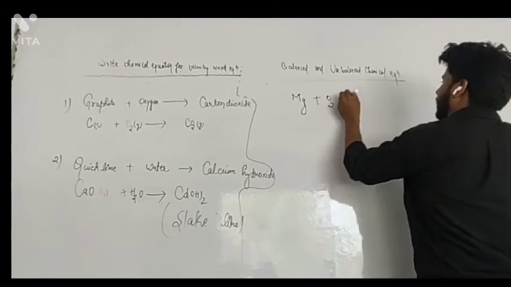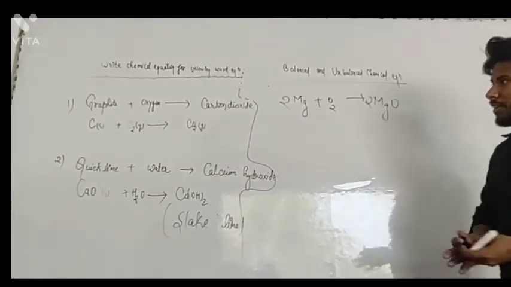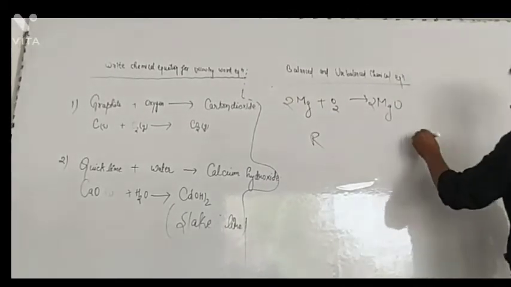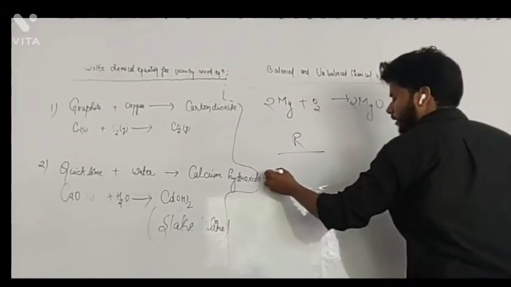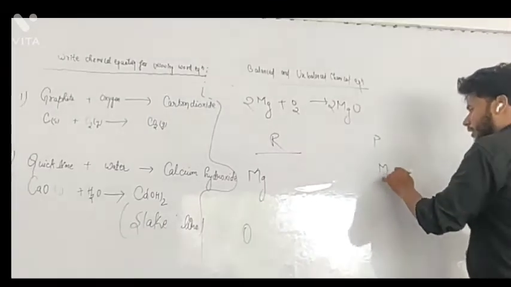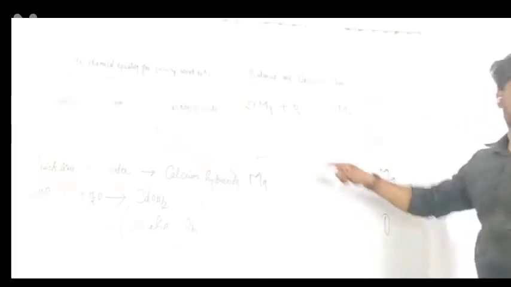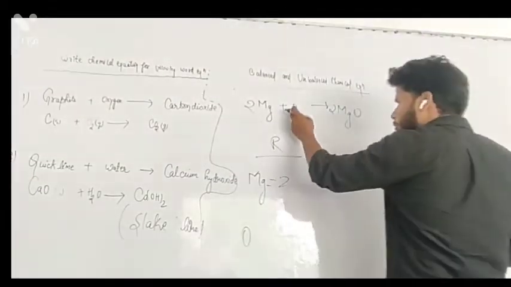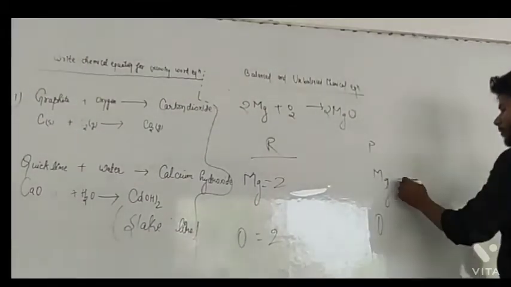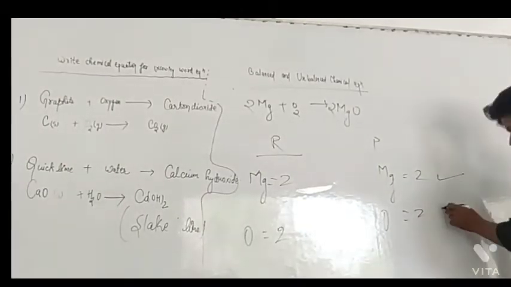For example, let us take the reaction 2Mg plus O2 gives 2MgO. We see that in the reactant we have Mg and O, and in the product also we have Mg and O. In the reactant there are 2 atoms of magnesium and 2 atoms of oxygen. Similarly, in the product there are 2 atoms of magnesium and 2 atoms of oxygen. So this is balanced and this is balanced.